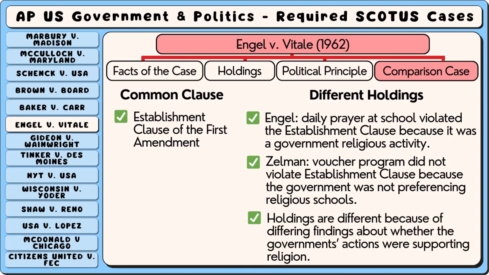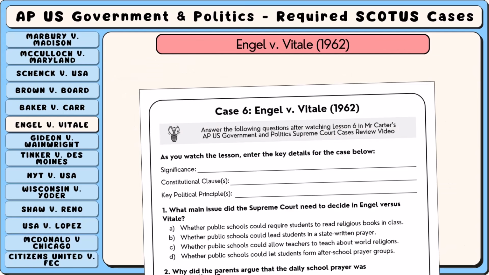the vouchers. So the holdings are different because Engel versus Vitale struck down a government action that promoted a religious practice, while Zelman versus Simmons-Harris allowed a government program to continue since the aid went to families, who then independently decided whether to choose a religious or non-religious school. Okay, that brings us to the end of this case.